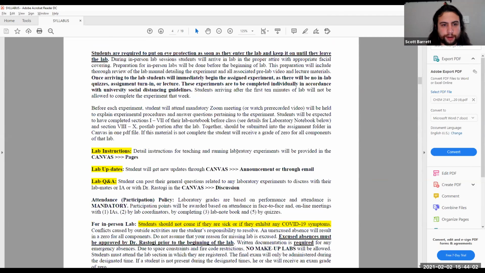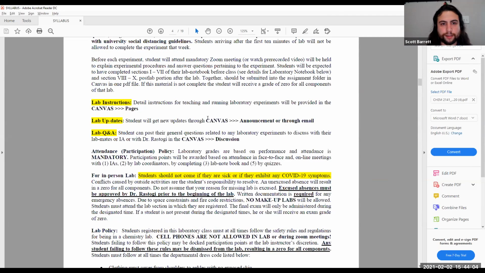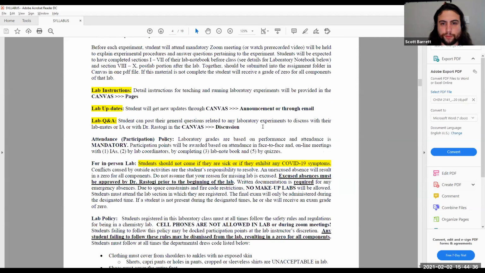Go ahead and jump down. So details for running lab experiments are in Canvas. Always look into Canvas. There's a lot of information in there that can help you out. If you don't open it, you probably won't know what's going on in the class, and you might ask me a redundant question that can be answered by opening up the files. I will be making announcements every once in a while for critical information on Canvas. And you can post general questions to each other within the discussion section as well.